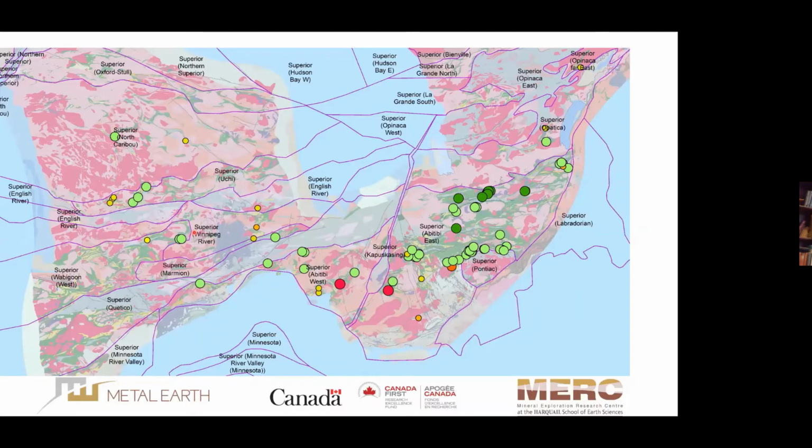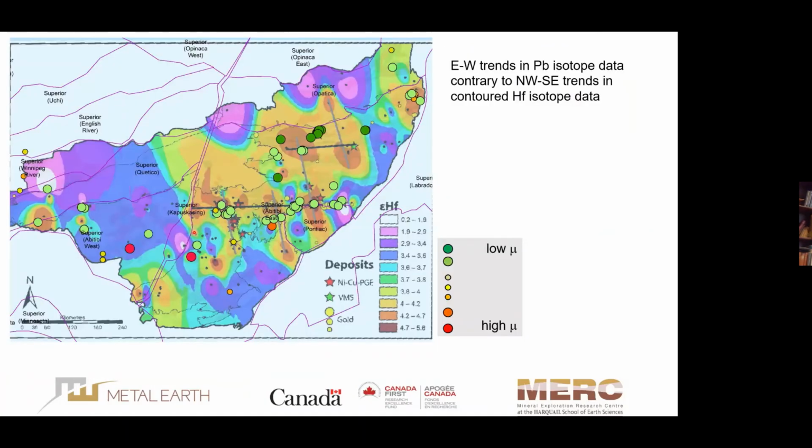Again, coming back into this as a reminder of the positions we're in, wanting to have a look at the variations relative to other data that has been published, made available, and a lot of which has been derived through Metal Earth projects. One of the things we've noticed with the lead isotope data is that there are distinct east-west trends in the data. I'm only showing here the lead sulphide data again, but even the whole rock data shows the same type of thing. And that seems to be contrary to the contoured trends for hafnium isotopes, for instance.